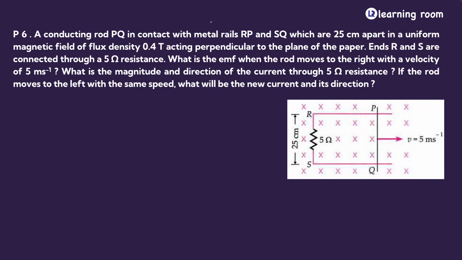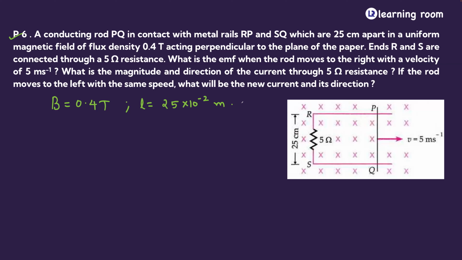So this question is, a conducting rod PQ in contact with metal rails RP and SQ, which are 25 centimeter apart in uniform magnetic field of flux density 0.4 Tesla, which is acting perpendicular to the plane of the paper. So if you observe, the magnetic field is going to be equal to 0.4 Tesla and it is going to be into the plane. Second, the length of this conductor is taken to be 25 centimeters, so 25 into 10 power minus 2 meter, right?